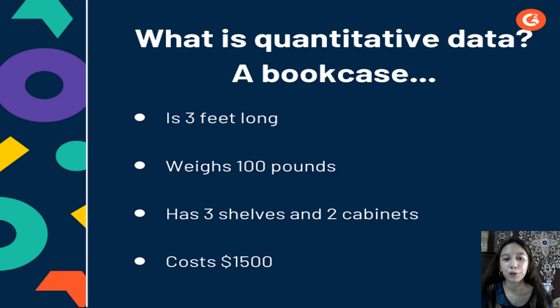We have here the phrase "3 feet long." Of course, it tackles the height. "Weighs 100 pounds" tackles the weight, "has 3 shelves and 2 cabinets," "costs $1,500." So as you can see, we have here the height, the weight, and the quantity. And these phrases are examples of quantitative data.